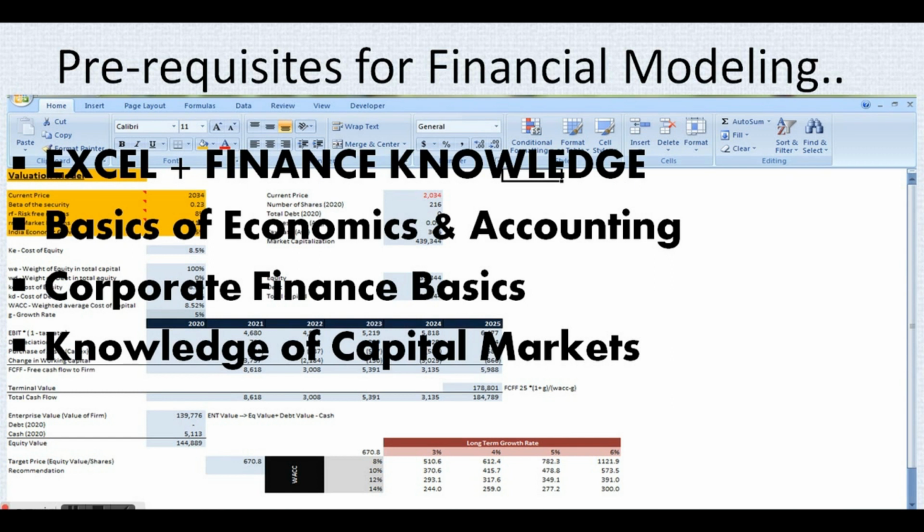Accounting information we'll try to cover as much as possible in our course. Most of the financial decisions are based on the accounting statements: profit and loss account, balance sheet, cash flow statement, and so on. We'll try to learn how to create these financial statements and how to analyze them. Corporate finance basics, like what is cost of capital, what are capital budgeting techniques or tools, and what are valuation methods. This also we'll try to cover as much as possible.